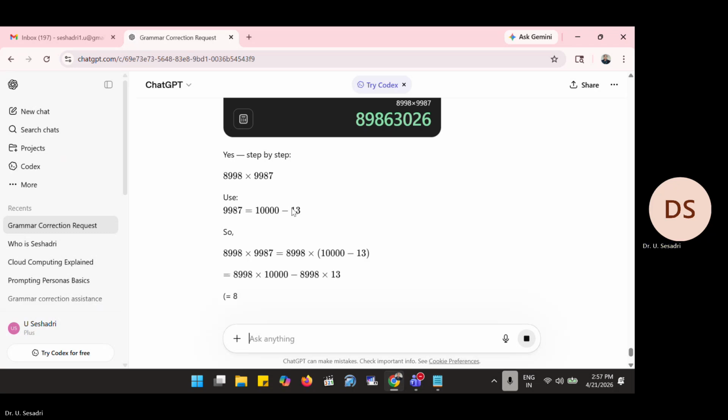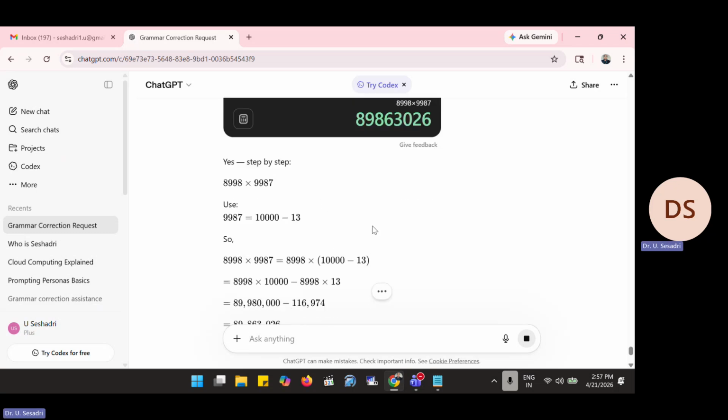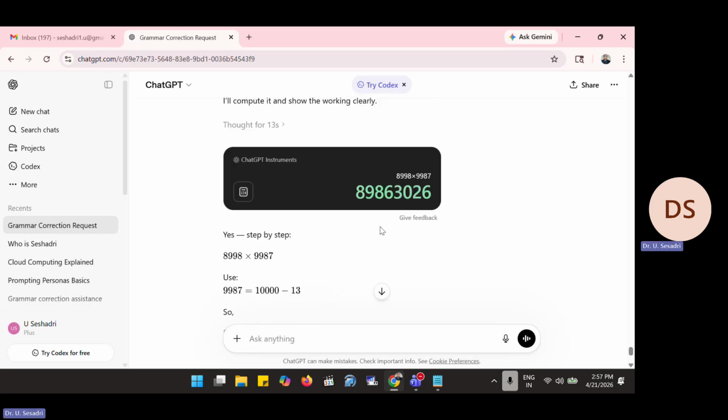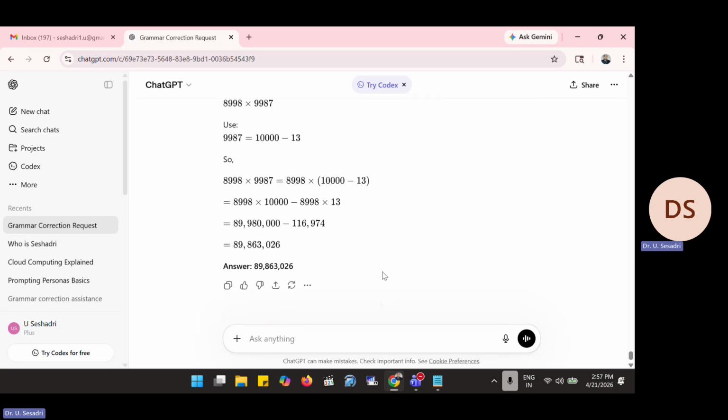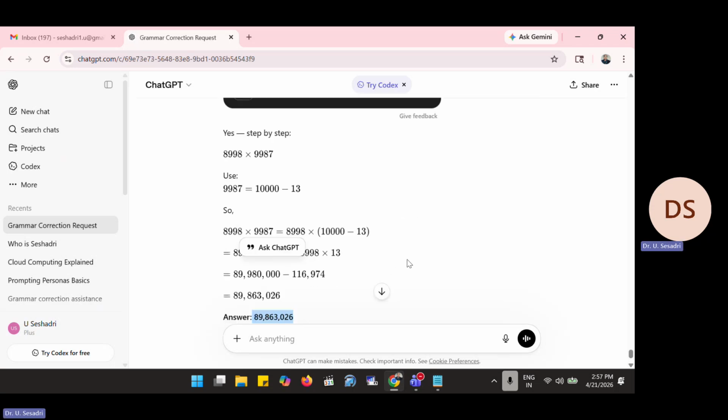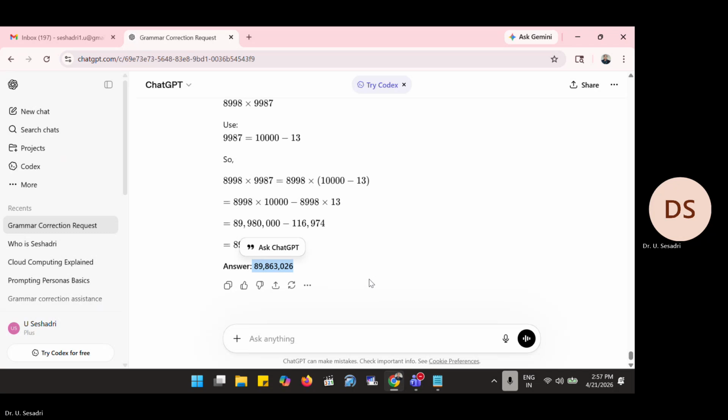See that it is providing the step by step. It is thinking based on the time, and it is providing the result. Finally, we are getting the answer. This is the answer it is providing.